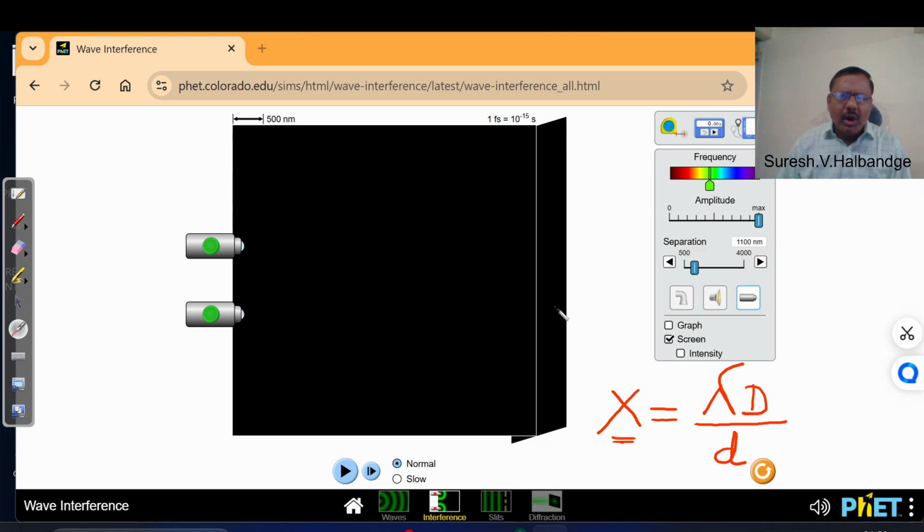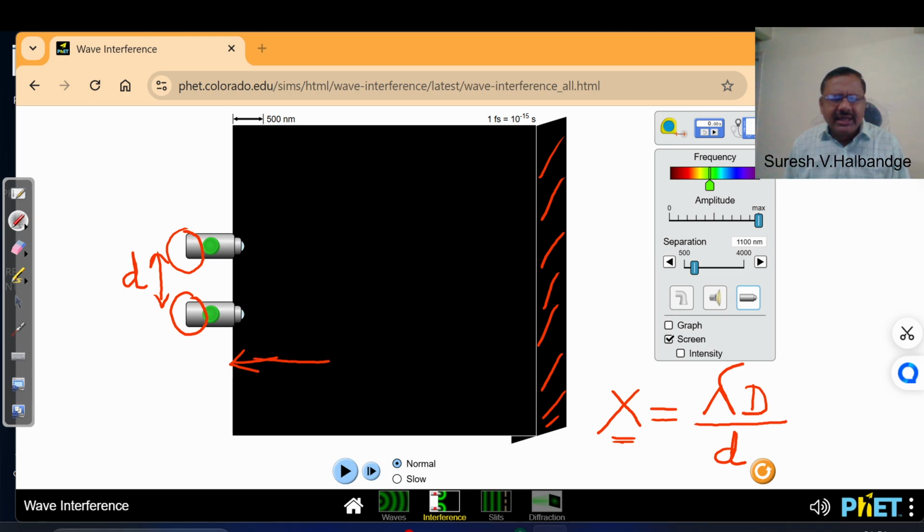Now here we observe that this is the screen. These two will act as the coherent sources. So this is one source, this is the another source. These are the two coherent sources. The distance between these two coherent sources is a small d. And this is your screen. And the distance between the source and the screen is denoted by capital D.